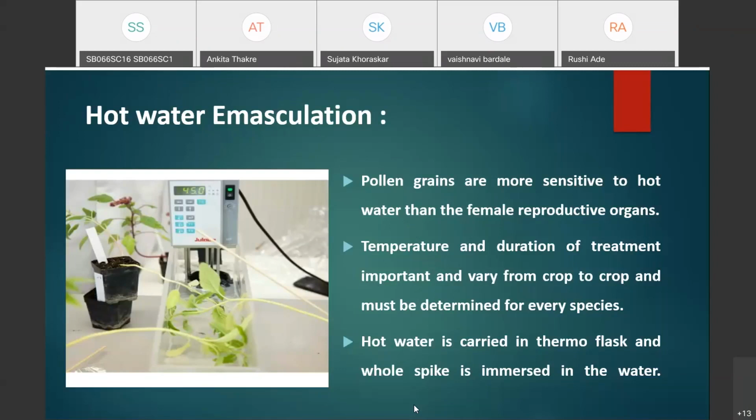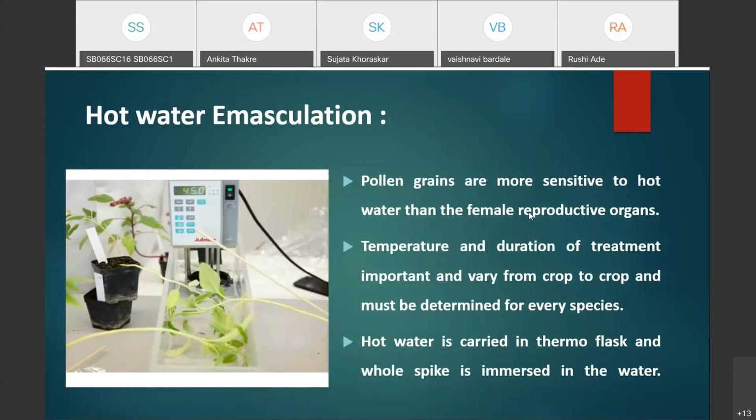ओके, लक्षात आलं. पोलन ग्रेन्स हे फिमेल रिप्रोडक्टिव्ह ऑर्गन स्टिग्मा किंवा गायनोशियम पेक्षा हे एन्व्हायरमेंटल फॅक्टर्स किंवा जेनेटिक फॅक्टर्सला खूप सेन्सिटिव्ह असतात. ओके, म्हणजे फॉर एक्झाम्पल काय, तर पोलन ग्रेन्स हे हॉट वॉटरला किंवा कोल्ड वॉटरला किंवा अल्कोहोल ट्रीटमेंटला हे जास्त सेन्सिटिव्ह असतात त्या फिमेल रिप्रोडक्टिव्ह ऑर्गनपेक्षा. आणि हीच प्रॉपर्टी इमॅस्क्युलेशन मेथडमध्ये यूज केली जाते. Here you can see the pollen grains are more sensitive to the hot water than the female reproductive organs.